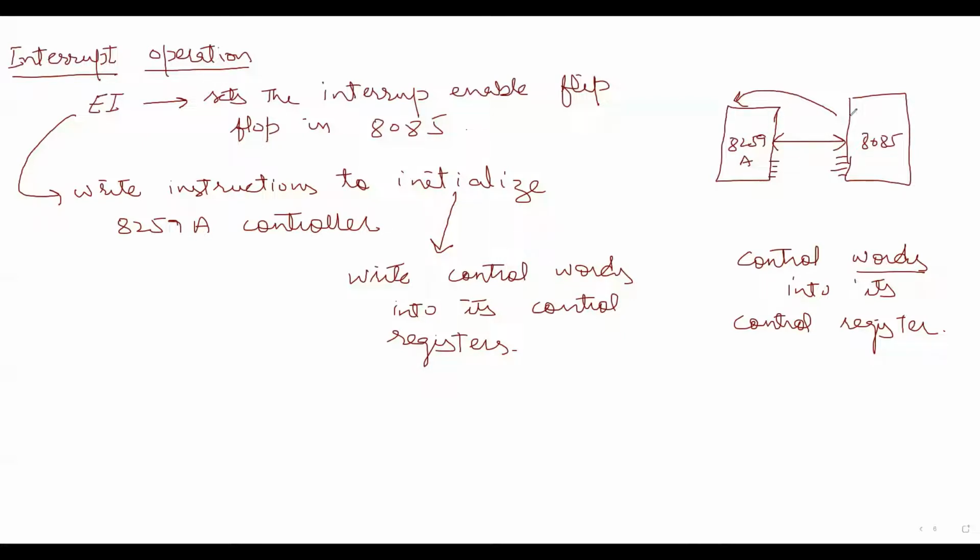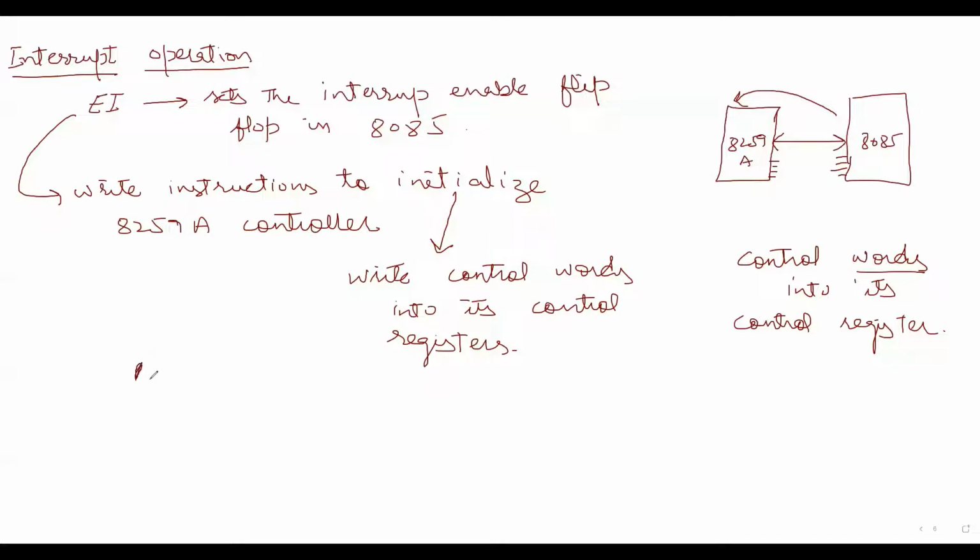Now we have only seen one type of communication here, when 8085 has to send something to 8259A, and that something is the control words. In a few minutes, we will see what type of data 8259A has to communicate with 8085. So it has to write control words into its control registers. There are two types of control words.